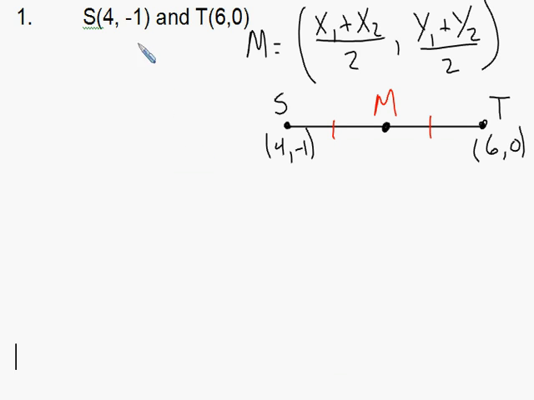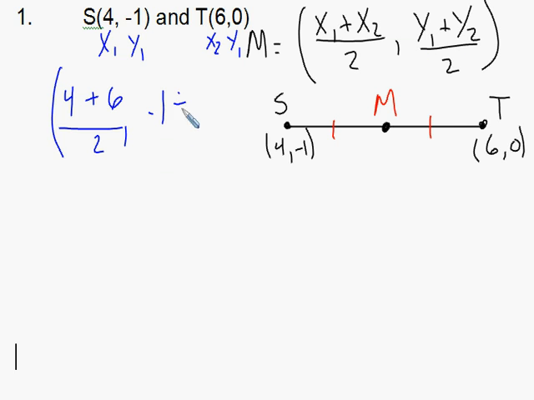So the first thing to do is to label my points. I'll call the first set x1, y1, and the second x2, y2. Now all I have to do is put those in the formula. So I see that the first set says x1 plus x2. So that's 4 plus 6 over 2. And then y1 plus y2: -1 plus 0 over 2.